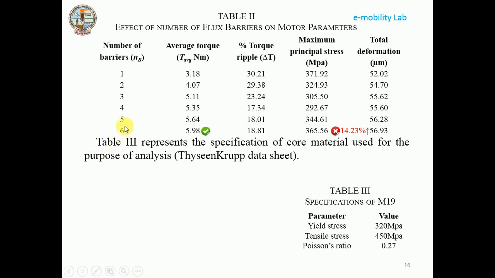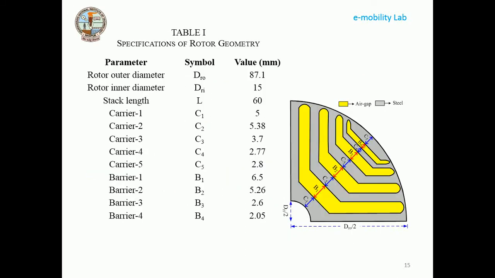But when we are providing 6 barriers, it is around 365. So we have 14% higher. This is the deformation in micrometer. Then coming to the lowest one, if you have one barrier also, this is again increased about 16%. Why? If you have fewer barriers, it should not increase, right? But it increases. I'll tell you why.